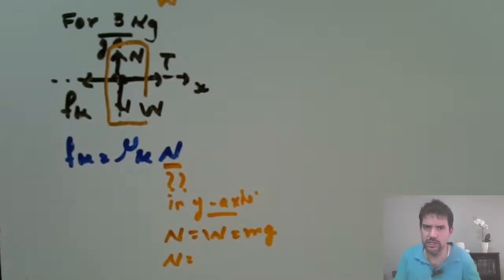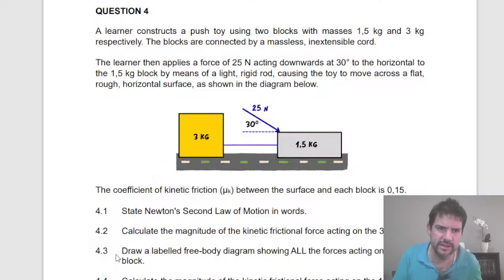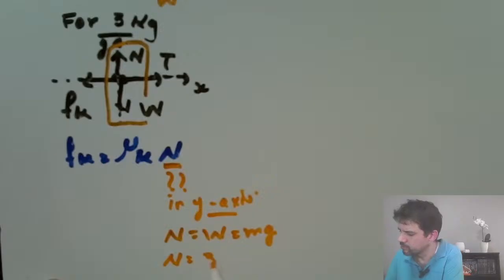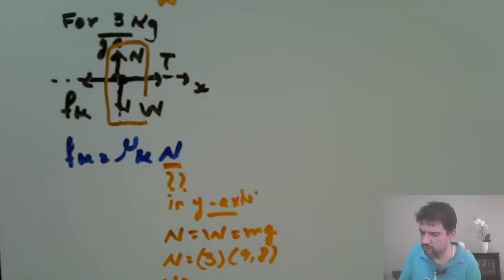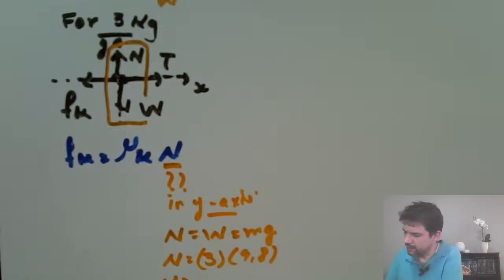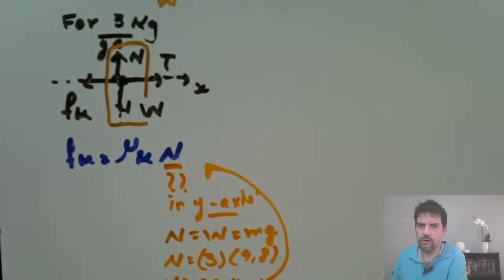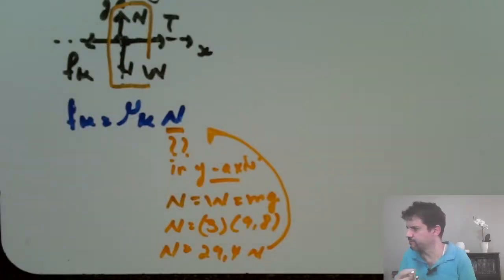So normal is equal to mg. If we substitute, this one is the 3 kilogram block, it's 3 times 9.8. The normal force is equal to 3 times 9.8, which is 29.4 Newton. Now we may substitute in there.